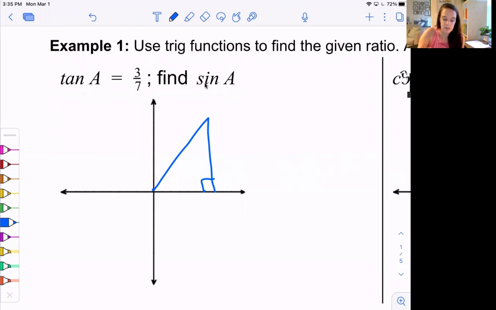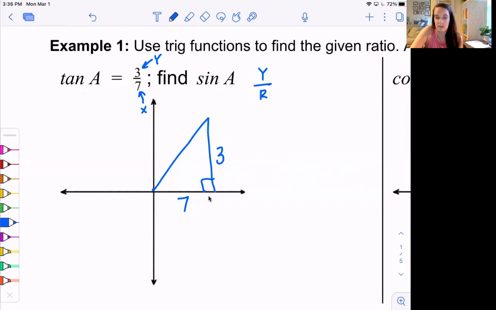what sine is. So I know tangent is y over x. So I know that y is 3 and x is 7. So I'm going to go ahead and fill that in on my triangle here. My x is 7 and my y is 3. From there, I know that in order to find sine, I'm going to want y over r. I already have my y of 3, but now I need to know my radius here.